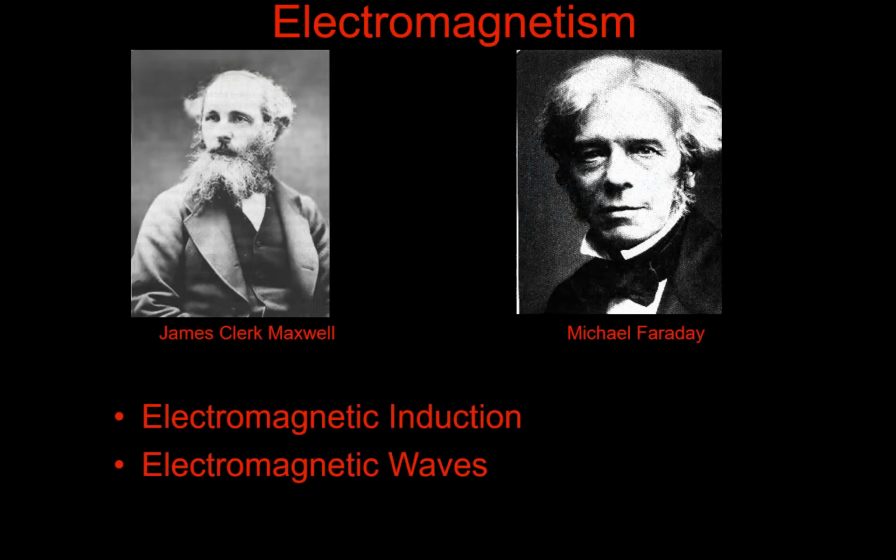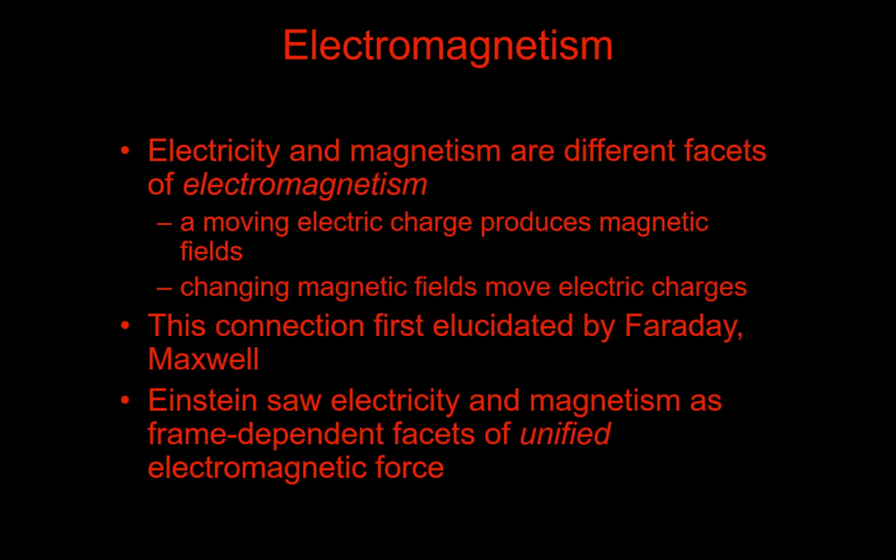But it was people like James Clerk Maxwell and Michael Faraday who did a lot of work into this, looking at electromagnetic induction, looking at electromagnetic waves, and figuring out that if you have a time-varying electric field when you're moving a current, you'll end up with a magnetic field coming back. And that means they discovered that electricity and magnetism are interrelated and slightly different facets of the same thing. A moving electric charge will give you a magnetic field. A changing magnetic field will move electric charge. And this was what Faraday and Maxwell basically did.